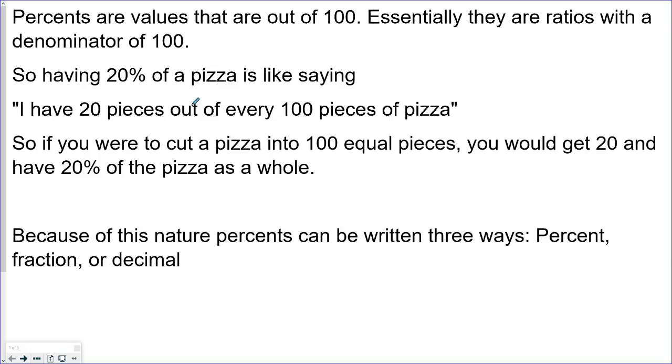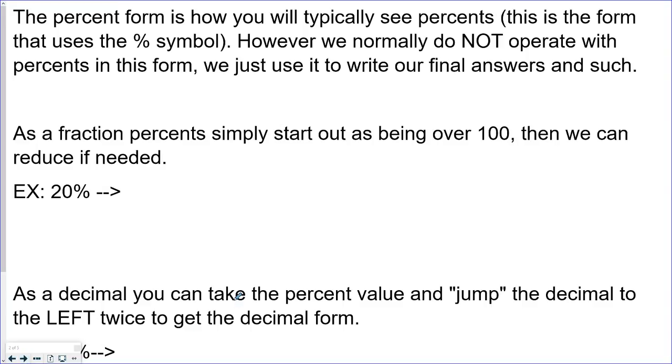And percents themselves have three different ways of being represented. They can be represented as the percent form, which is just kind of this right here, or as a fraction, or as a decimal. So the percent form, again, is just 20% as a percent form would be 20%. It uses the percent symbol. That's just the basic way of writing it.